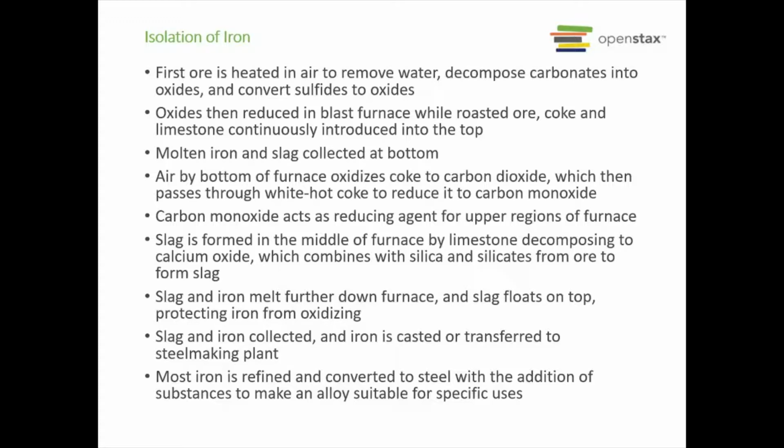So everything that's put in this furnace has a purpose. The slag and the iron are then collected, and the iron can be casted or transferred to a steel making plant. Most iron itself is refined and converted to steel by adding different substances to make it an alloy for whatever uses they need it for. Some things that are added are manganese, chromium, nickel, tungsten, molybdenum, or vanadium. Carbon can also be used in low percentages, but you can't do too much, otherwise carbon could make it too brittle.